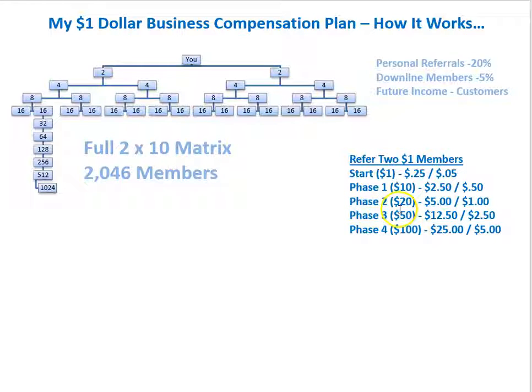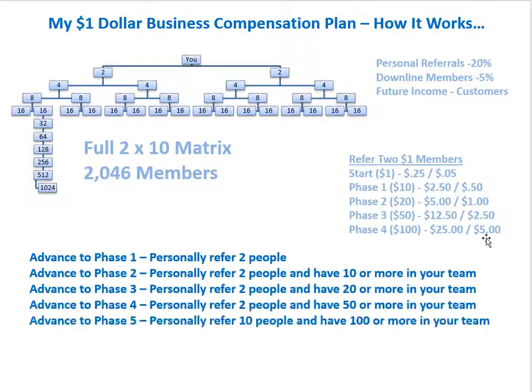Phase 2, the $20 level, you're going to earn $5 for your personal referrals, $1 for your downline members that are at phase 2. Phase 3, the $50 level, you're going to earn $12.50 for all of your personal referrals, $2.50 for all of your downline members, and then all of your phase 4 $100 members, the personal referrals, you're going to earn $25 on each one, and $5 for all of your phase 4 downline members.